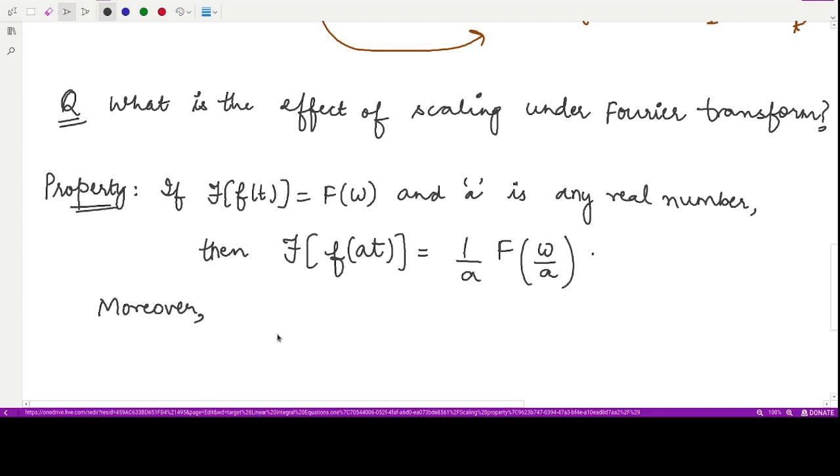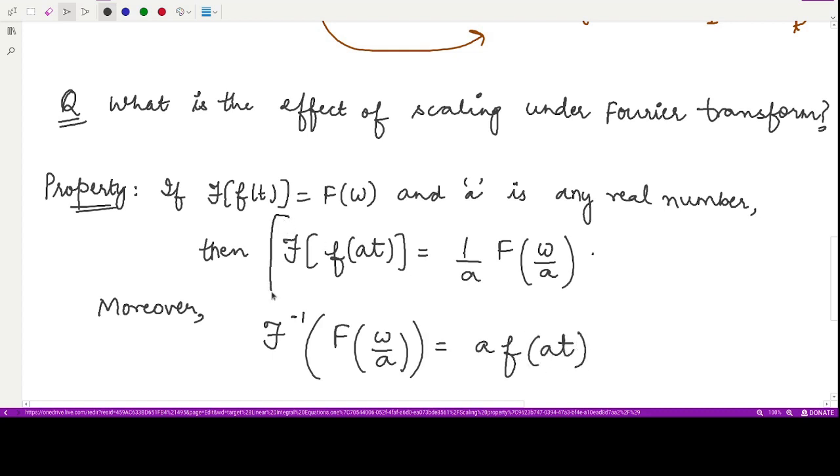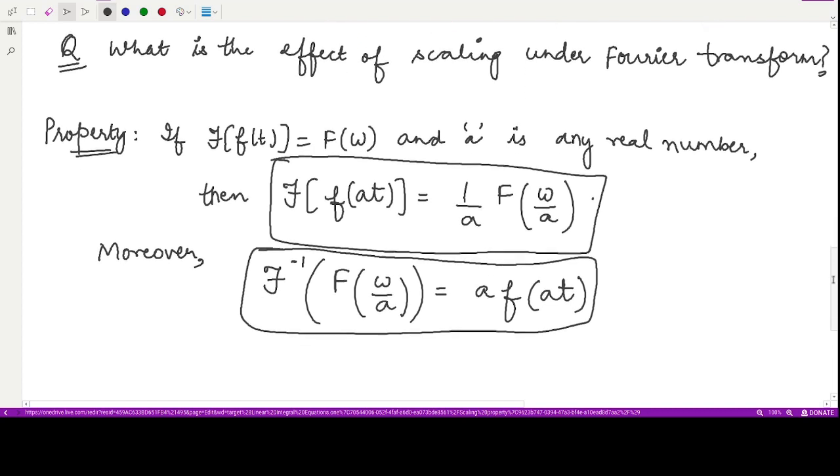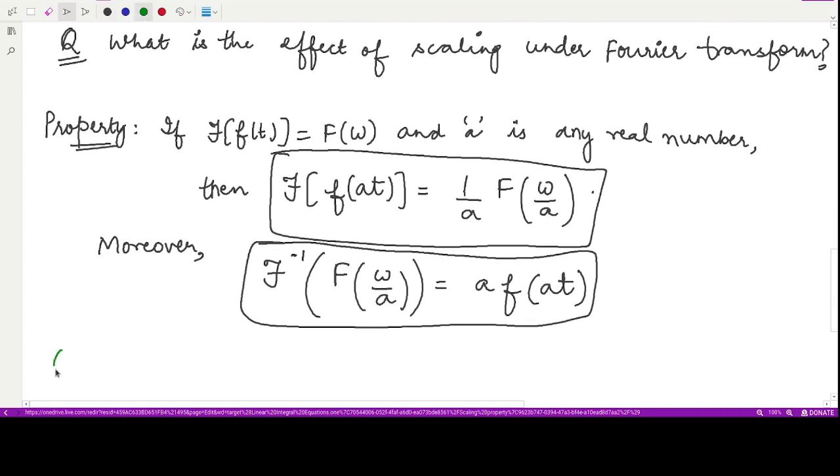In the inverse sense, it would be the Fourier inverse of capital F of omega by a. This is equal to a into small f of a t. So these are the two important properties that relate the Fourier transform and inverse Fourier transforms whenever the functions are being scaled. Now you might think, what is the use of this particular property? So the question here is, what is the use?